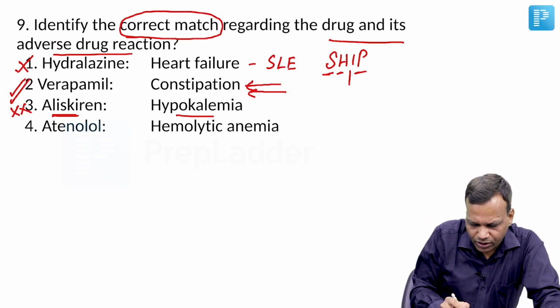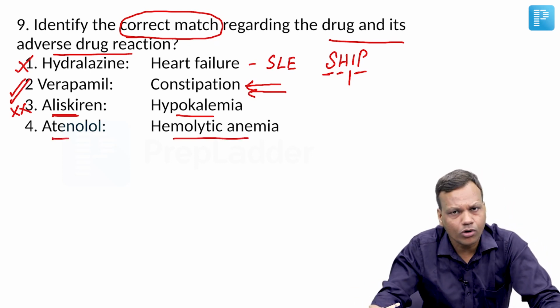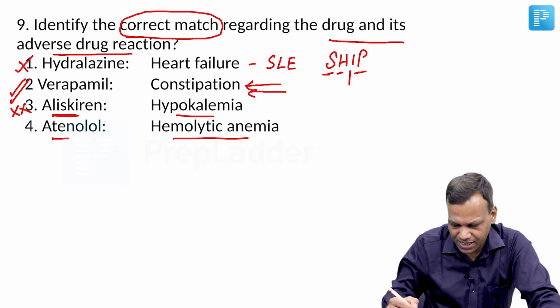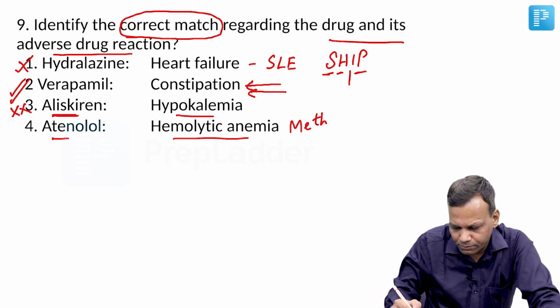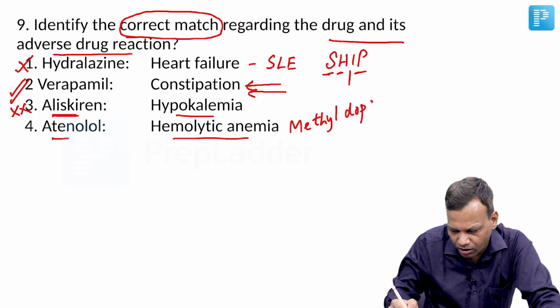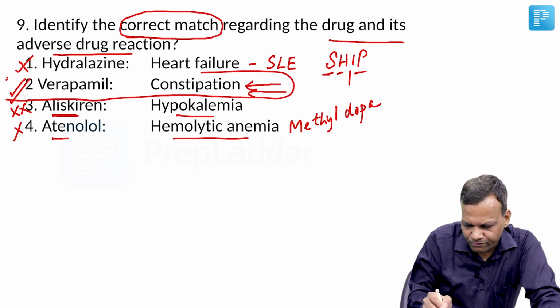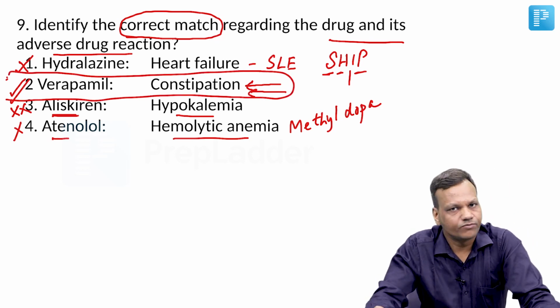Okay. Atenolol, hemolytic anemia. No, atenolol does not cause hemolytic anemia. Which antihypertensive drug causes hemolytic anemia? Yes, it is methyldopa. Methyldopa causes hemolytic anemia, not atenolol. So this is also wrong. So the right answer is verapamil and constipation.